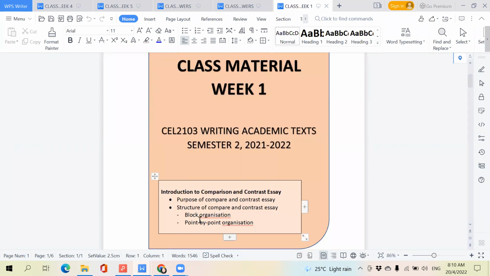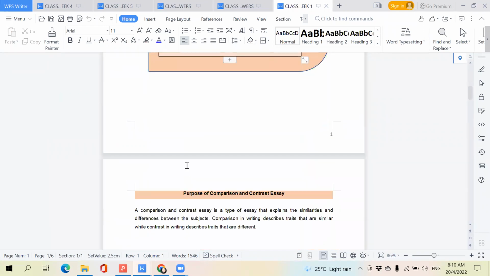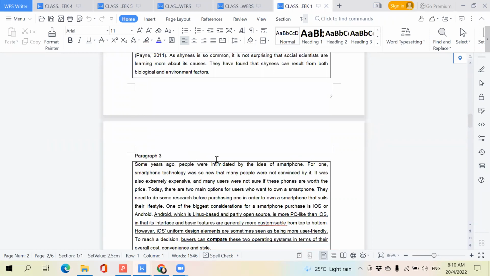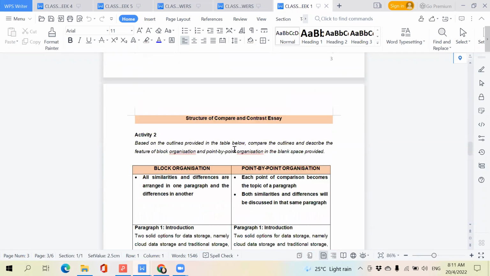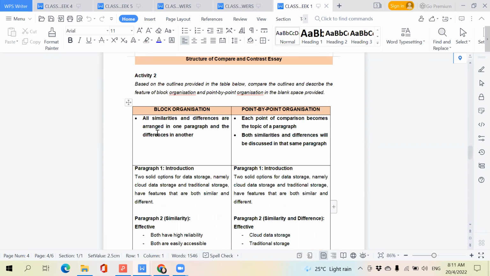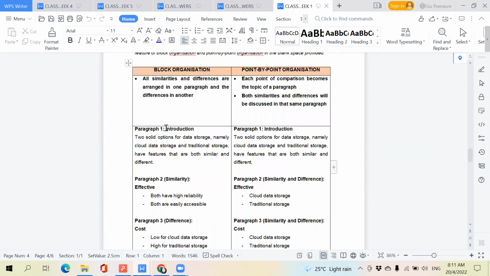Okay, remember, we have two types of structure for a comparison and contrast essay. However, we are going to focus on block organization instead of point by point organization because it's much easier. Remember, in a block organization, you will organize the similarities and differences not in one paragraph. What I mean is, the similarities will be discussed in one paragraph and the differences in another. So it's much easier.